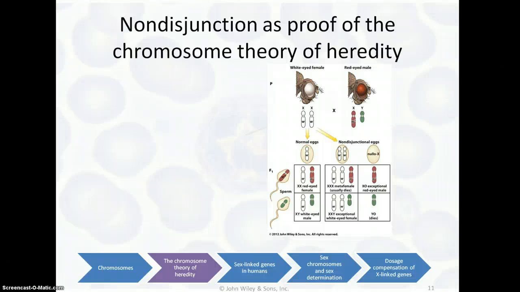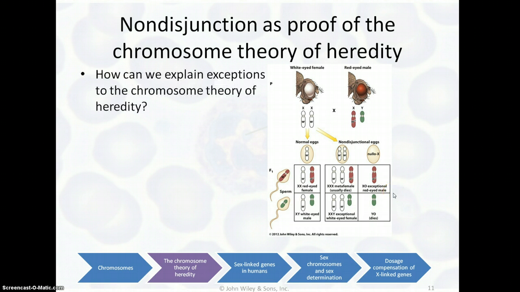Now, there was actually a problem with this theory. Sometimes there are exceptions to this rule. Sometimes, for example, he saw red-eyed males after a mating between a homozygous white-eyed female and a red-eyed male. Now, normally what you would expect to see in a male would be the white-eyed allele and a Y chromosome, which should give you a white-eyed male, and this is essentially what you should have all the time. But sometimes he saw this particular case here. How could that be? How can he explain these exceptions and still stay true to this chromosome theory of heredity?